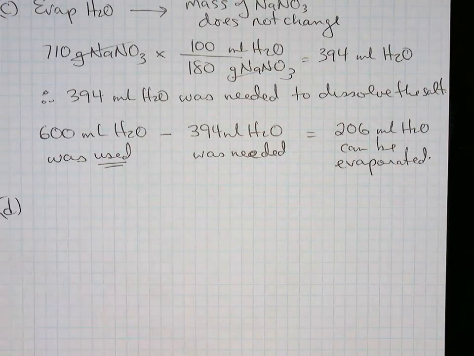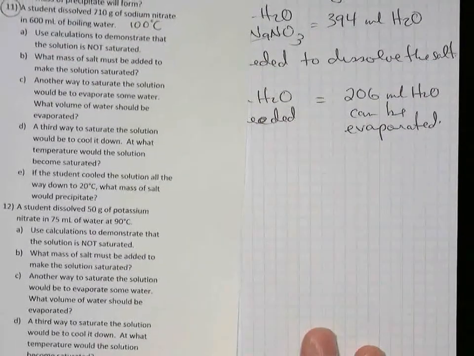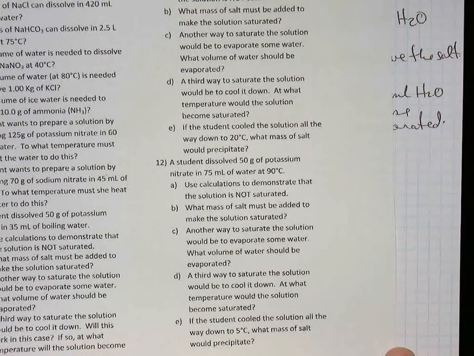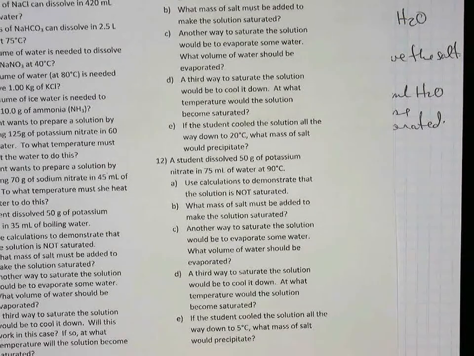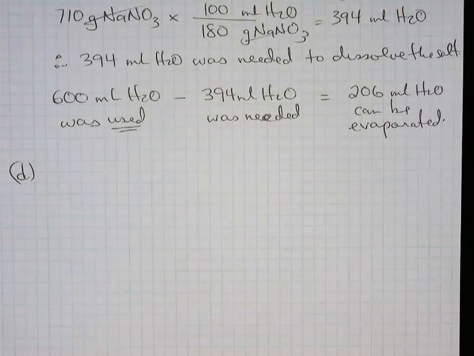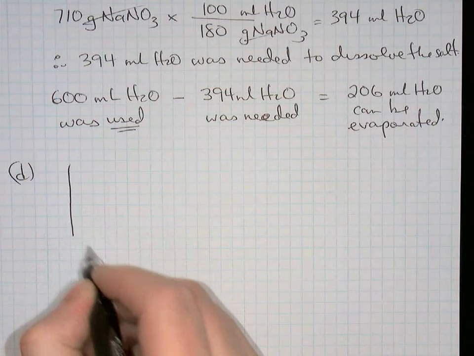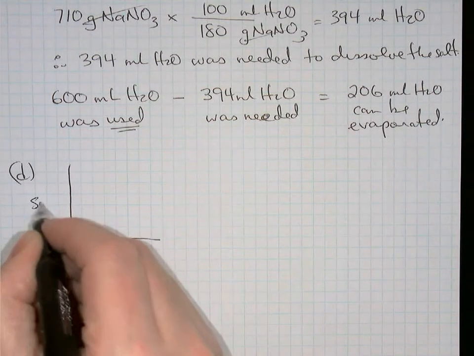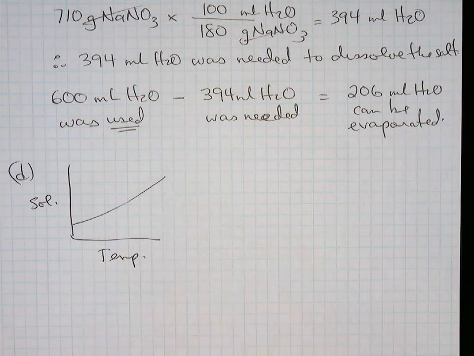Part D, a third way to saturate that solution would have been to try cooling it down. If we did cool the solution down, at what temperature would the solution have become saturated? So let's start this answer by again drawing a sketch like we did before, temperature and solubility. And for sodium nitrate, the graph looks like that.